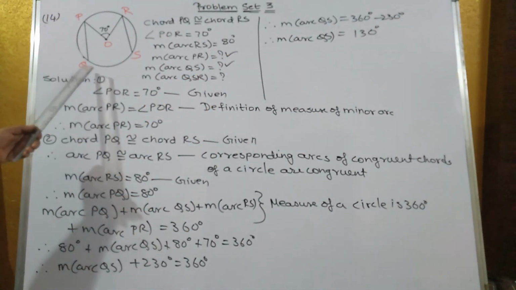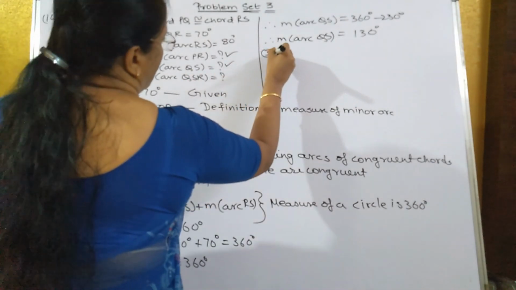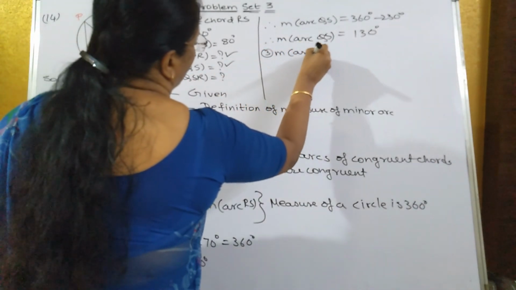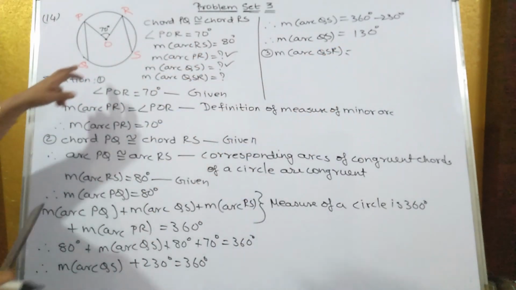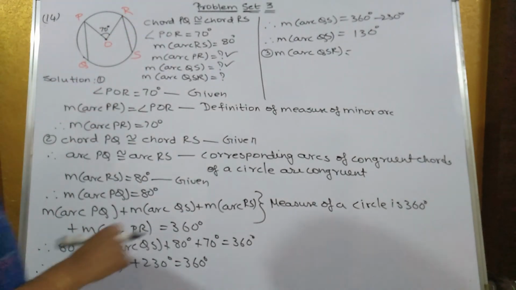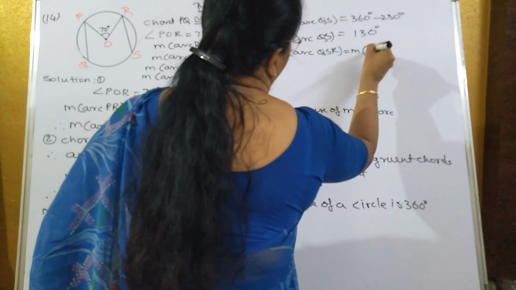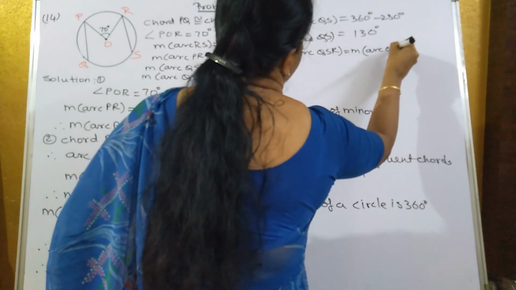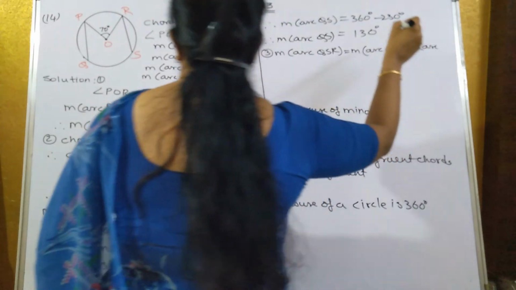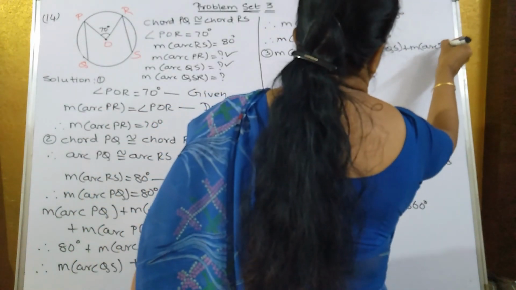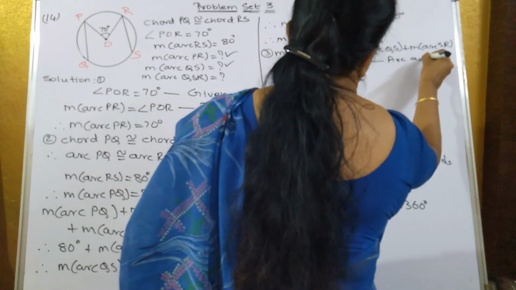Now we have to find out measure arc QSR. So third one, measure arc QSR. It is made up of two arcs. What is that? QS and SR. That's equal to measure arc QS plus measure arc SR. Reason, what you'll write down? Arc addition property.